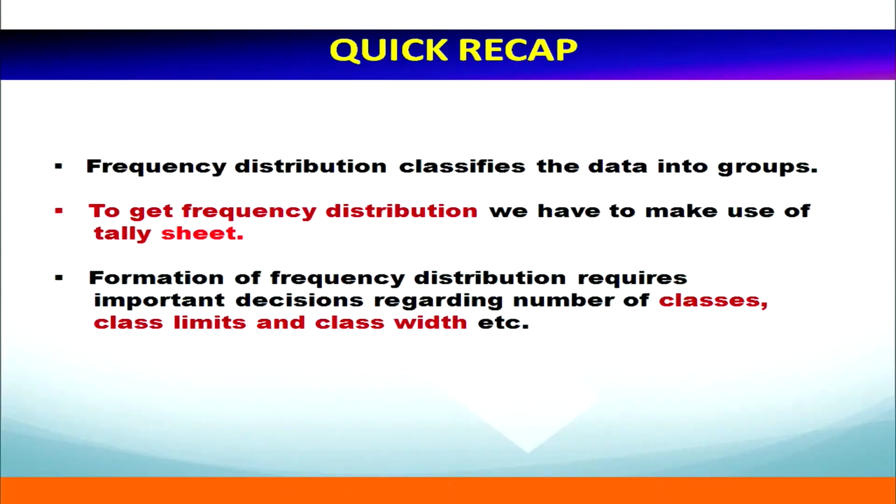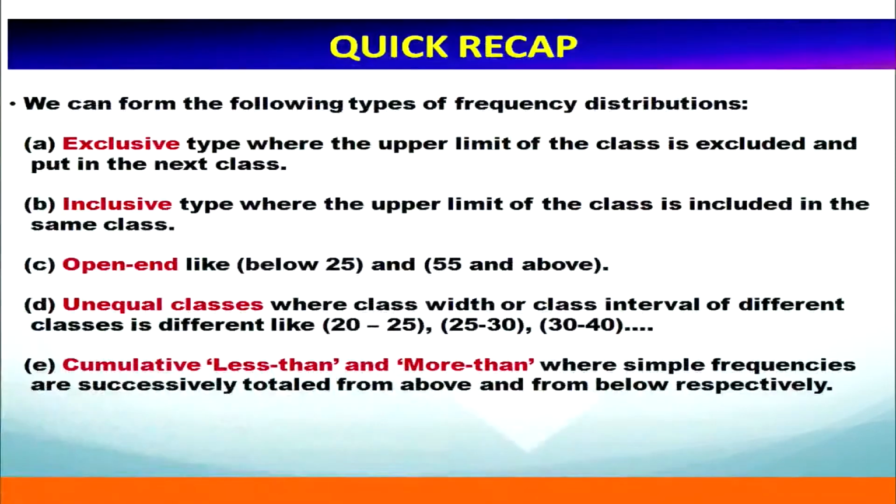We have learned about the frequency distribution which classifies the data into groups. We have also learned about how to convert a frequency distribution from one form to another, that means from inclusive to exclusive, and exclusive to cumulative frequency distribution. In this we have also learned about the class, class limits, class widths, and in the last we have also discussed all these in detail, that is exclusive series, inclusive series, open end, unequal classes, cumulative, less than and more than. I hope you have learned many concepts from this class and we are able to do much better in the next class.